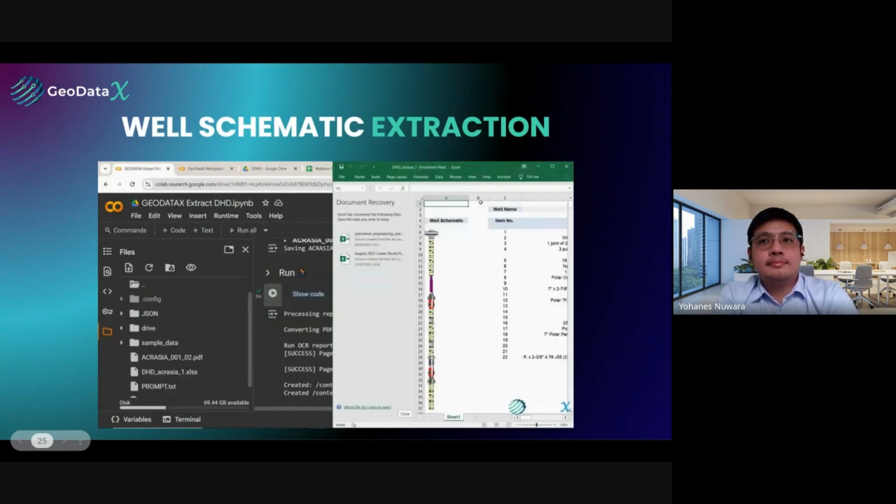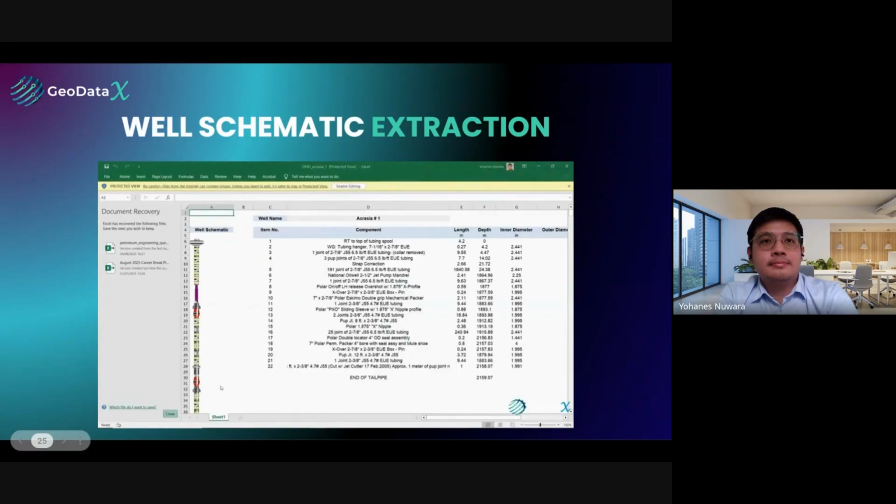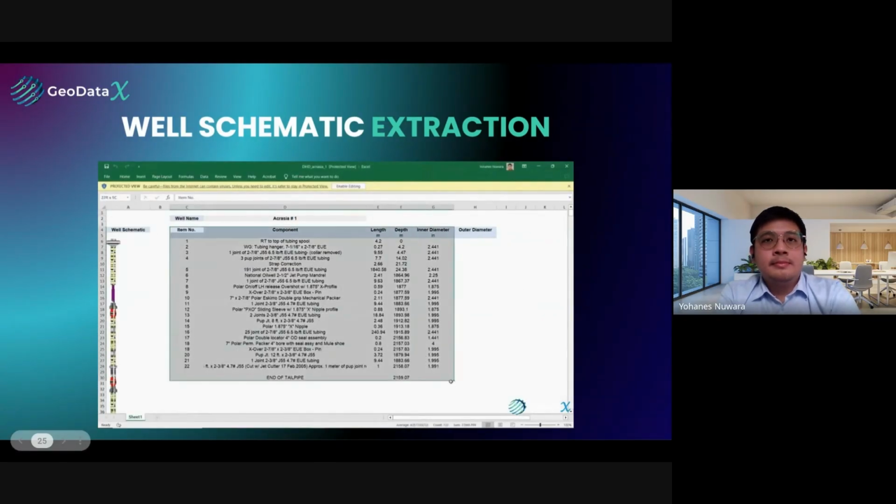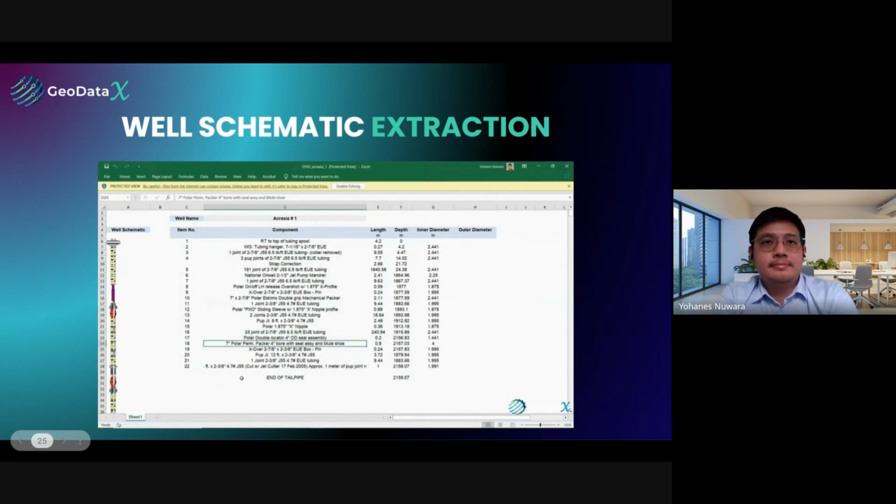Inside the generated Excel spreadsheet, we will have a table displaying all the components with information about the length, depth, and diameters of each component, the end of tailpipe information, and also a modern diagram. This diagram is generated automatically with AI, using the information that is displayed in the table beside.